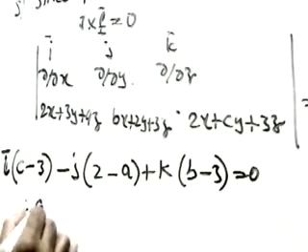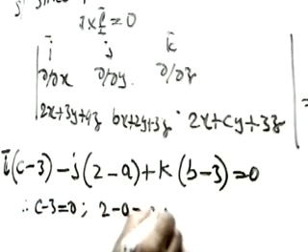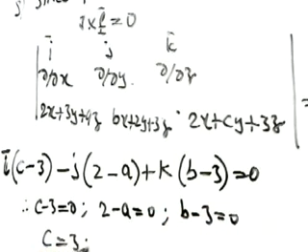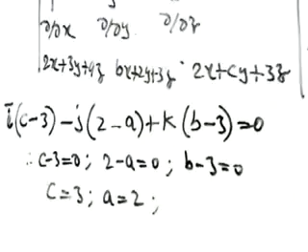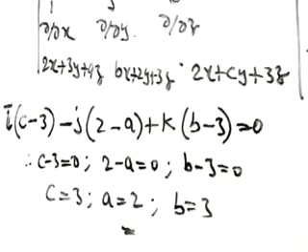So that means this is 0 when all these coefficients are 0. Therefore c minus 3 should be 0, 2 minus a should be 0 and b minus 3 should be 0. So this is c equals to 3, a equals to 2 and b equals to 3.